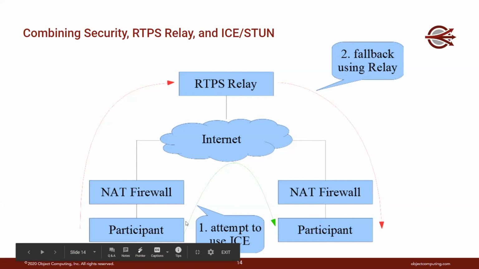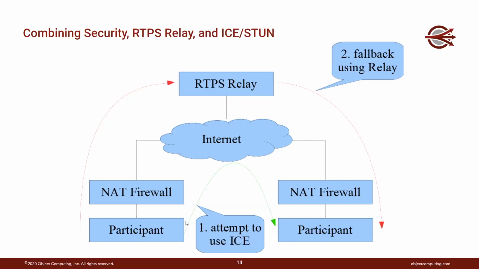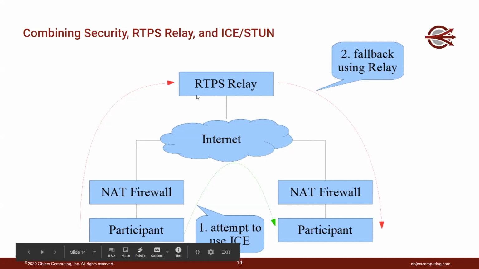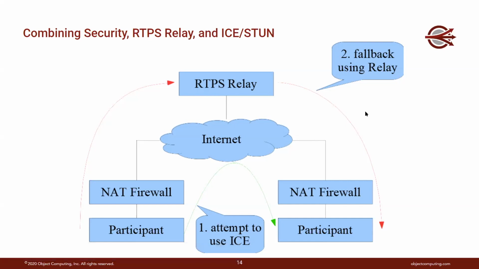That's one of the nice properties of ICE. But we're not guaranteed that that works. So the red arrows with number two show a fallback option, where the datagrams they need to exchange bounce through an RTPS relay. There's one other mode that we think of here, although it's not shown on this diagram: what if these two participants are actually behind the same firewall, so they can communicate with each other? Of course, that's supported as well. So there are three modes of communication: directly or local, followed by the two shown here, using ICE and falling back to the relay.